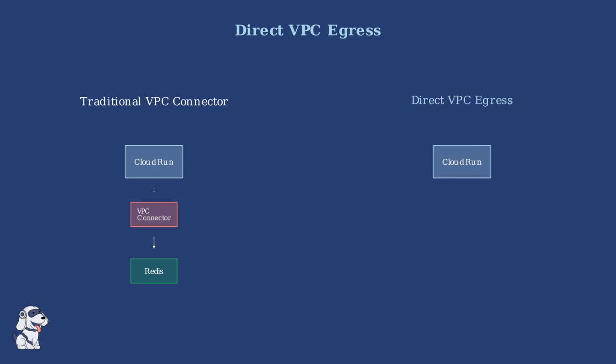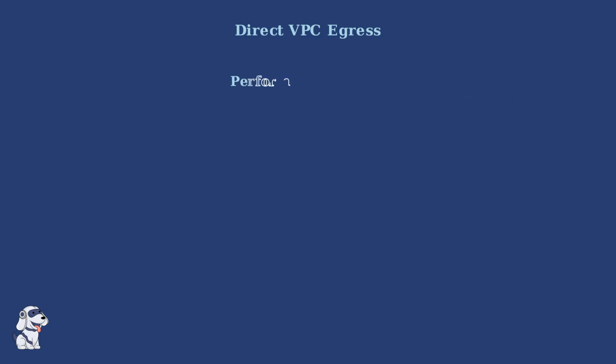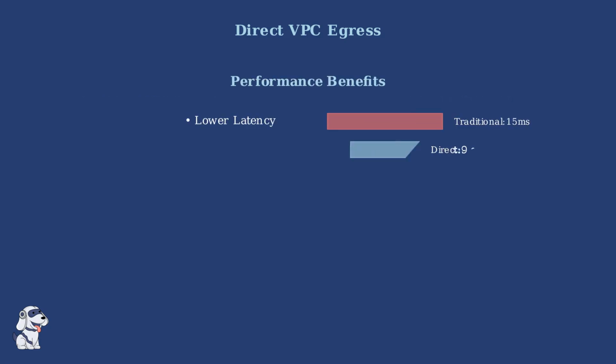The direct VPC egress approach eliminates the need for managed connector instances, creating a direct pathway between CloudRun services and VPC resources. This architectural improvement delivers measurable performance benefits. Direct VPC egress provides three key advantages: reduced latency through elimination of intermediate hops, increased throughput capacity, and lower operational costs by removing the need for managed connector infrastructure.